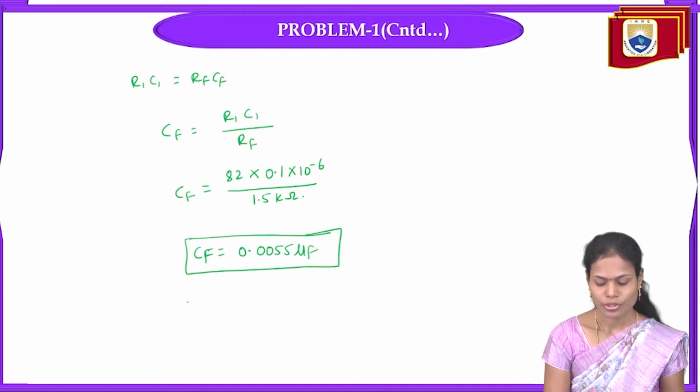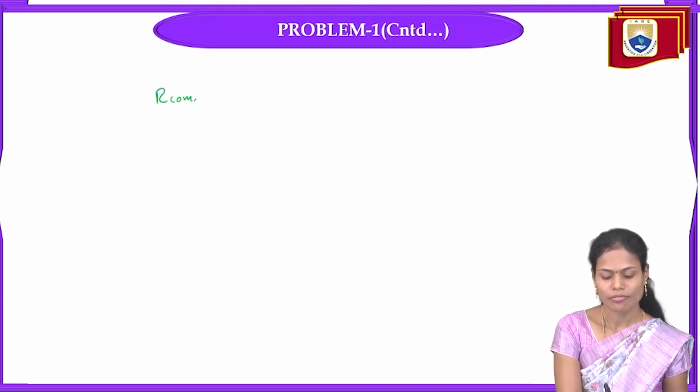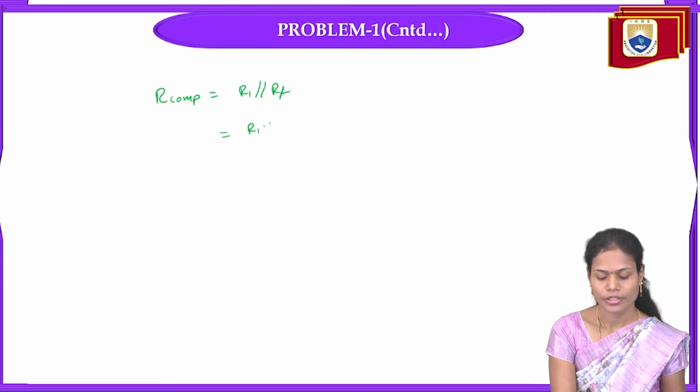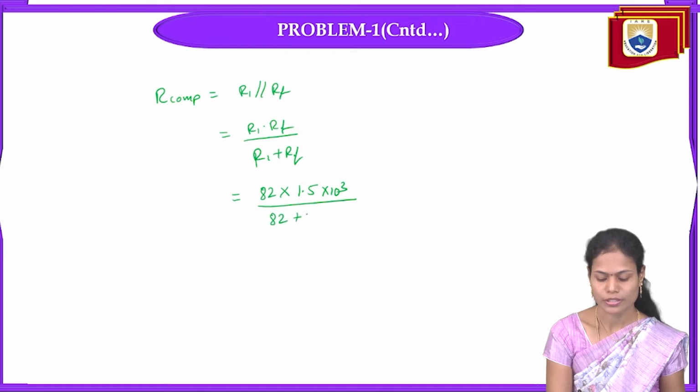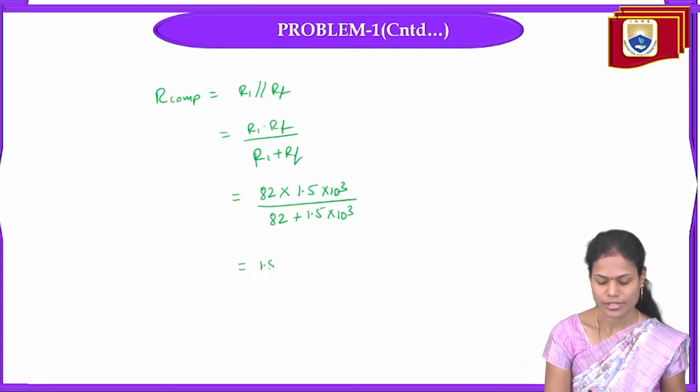And next we need to calculate the value of R compensation also here. So generally R compensation value is the parallel combination of R1 as well as RF feedback resistance. So we can write it as R1 into RF by R1 plus RF. So R1 value we got here as 82 ohms into RF value is 1.5 into 10 power 3 divided by 82 plus 1.5 into 10 power 3. So this value approximately we will get as 1.5 kilo ohms R compensation.